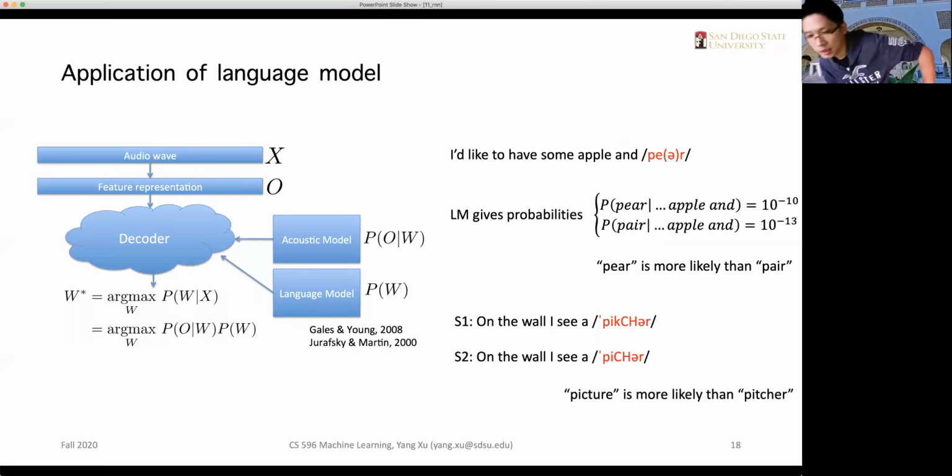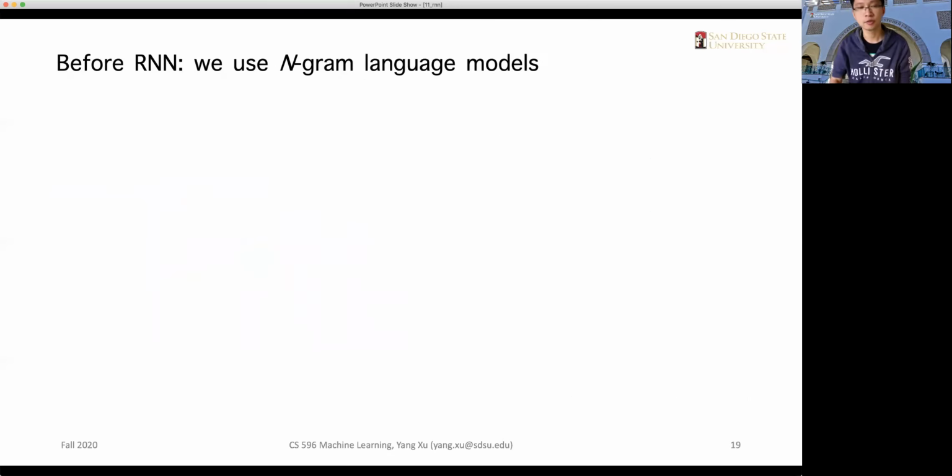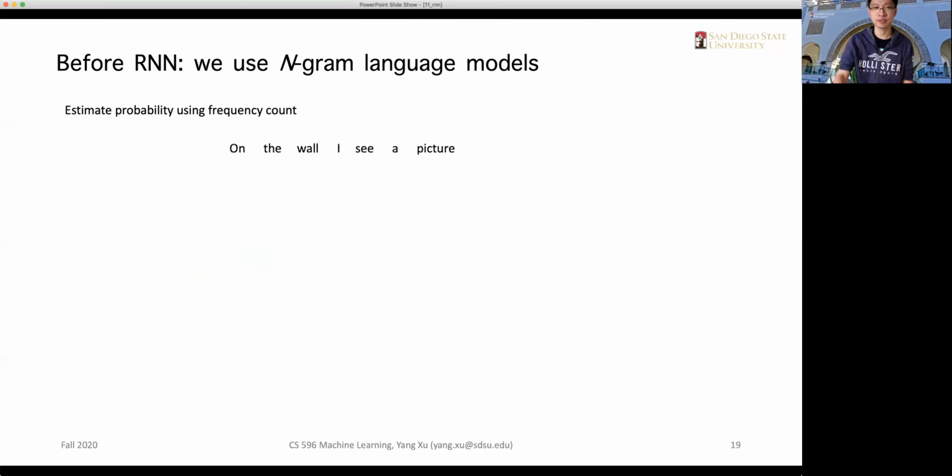So now, as I said, before we use RNN-based language models, there's a very mature technique called Ngram language models, which I think is still worth knowing. It's worth spending some time to know what it actually does. Okay, so it's basically to estimate the probability of words by counting the frequencies. Okay, it's a simple technique.